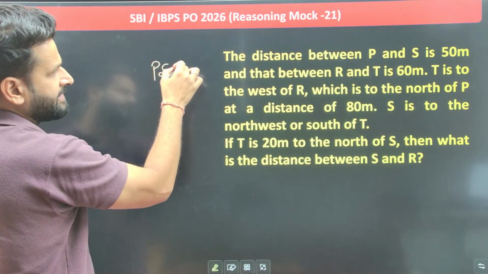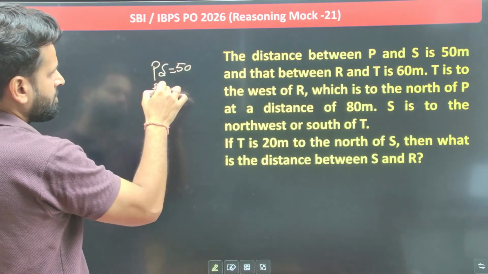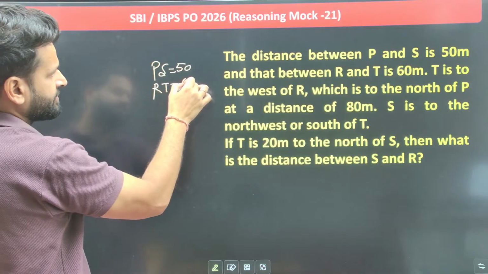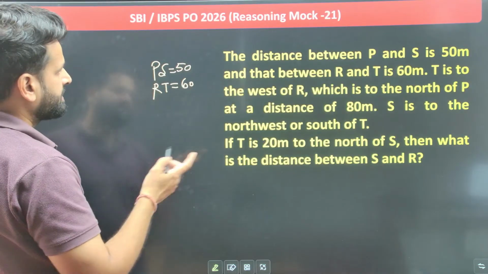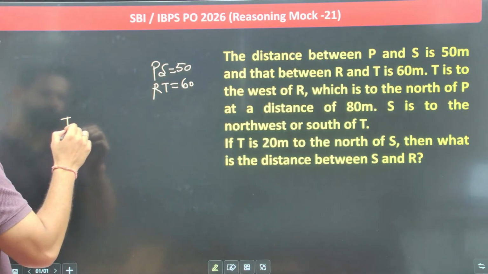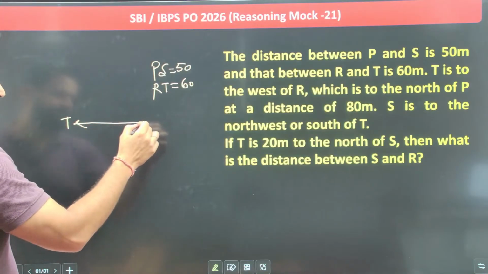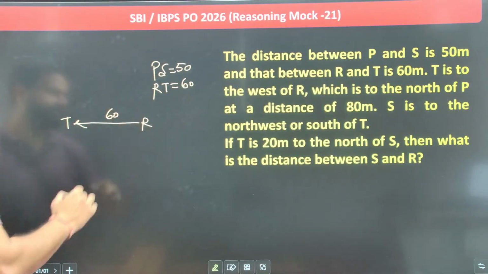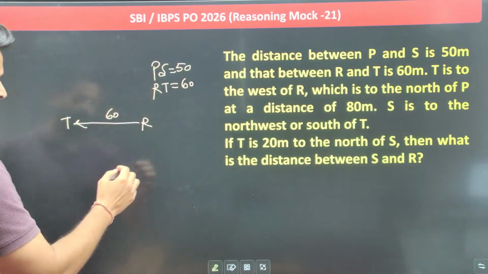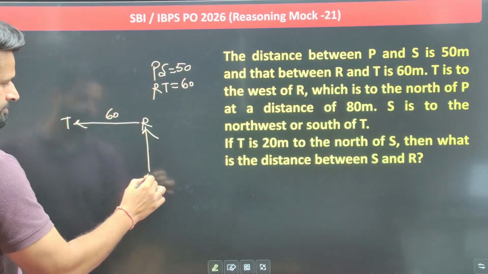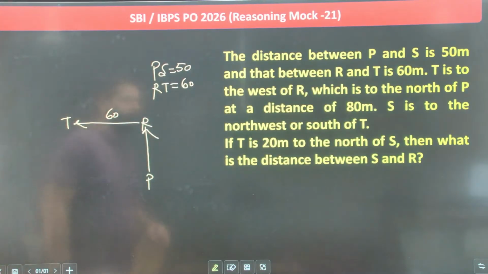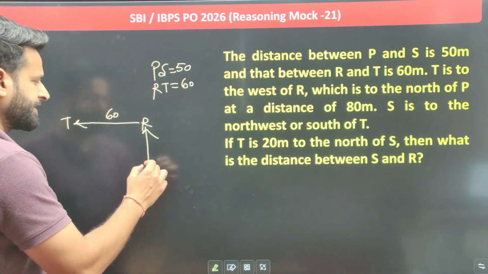Distance between PS is given 50, RT is given 60, T is west of R. T is somewhere west of R. Distance is 60. R is north of P. R is north of P at a distance of 80. This is 80.